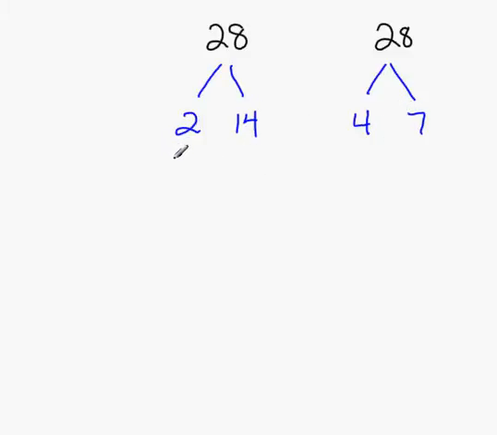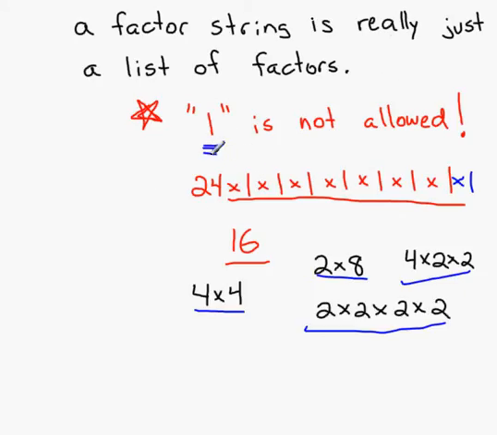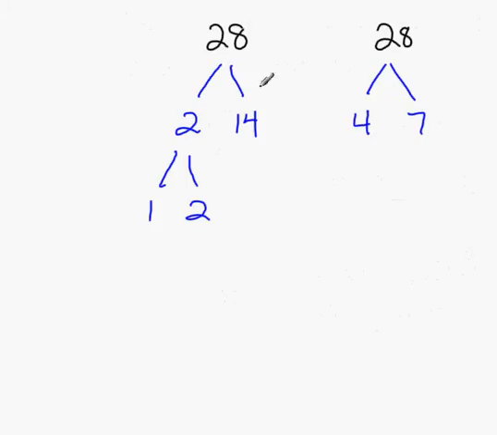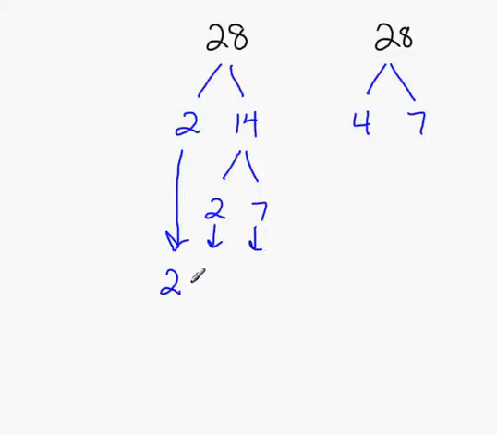Now, we have a problem. 2 is a prime number. The only way to break 2 down is to do 1 times 2. But, like we said, our rule, 1 is not allowed. So we have to stop that little branch right there. We have to stop at 2. We can't go any further. 14 is not a prime number. We can break it down into 2 times 7. Now, 2 is a prime number. We learned that up here. 7 is a prime number. So what we're going to do is pull these 3 numbers down and make a factor string. 2 times 2 times 7.